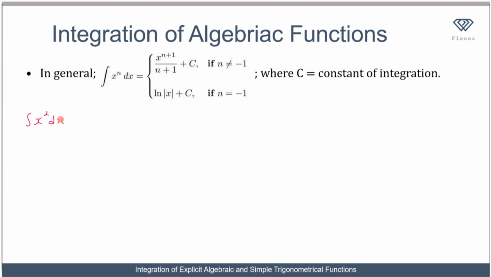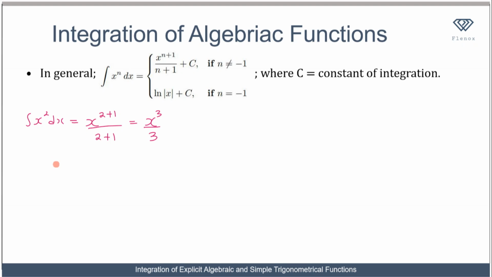So what does that become? That becomes x raised to the power, my n in this case is 2. So that becomes x raised to the power 2 plus 1 based on the formula, n plus 1, over n plus 1, which is 2 plus 1. And that becomes x raised to the power 3 all over 3.